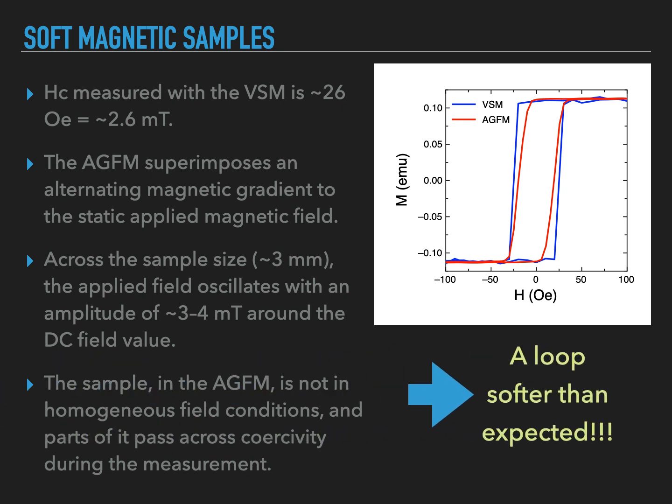As expected then, the hysteresis loop measured with the AGFM is softer than that measured with the VSM. This is a typical artifact that the AGFM introduces when measuring soft magnetic materials.